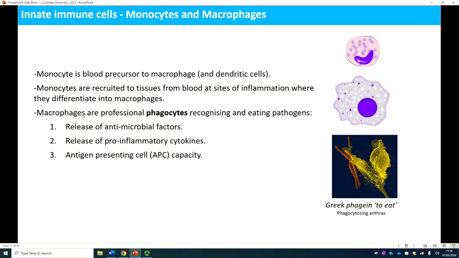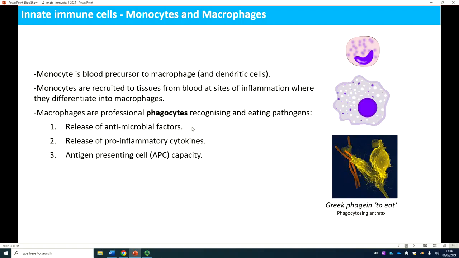And as we already said, macrophages are professional phagocytes, so what they'll do is they'll recognize pathogens or foreign particles, and they will engulf them, so they'll phagocytose them, and you can see that in the diagram here. We've got a macrophage phagocytosing and engulfing some bacteria. In this case, it's anthrax.